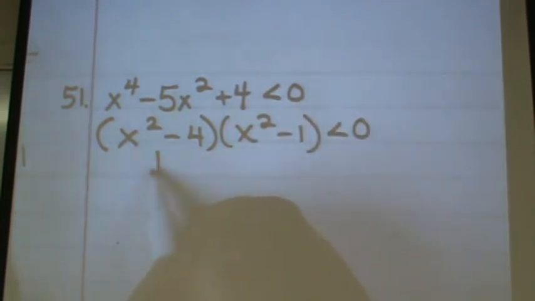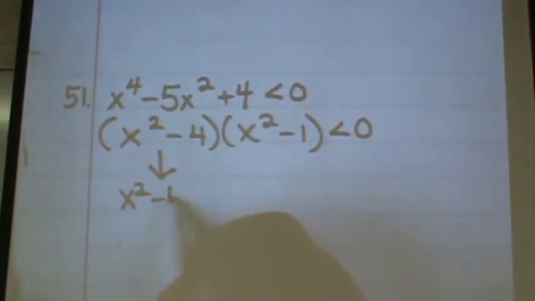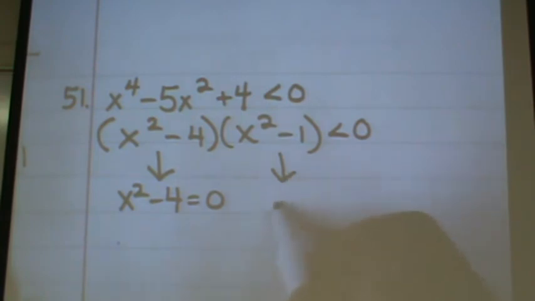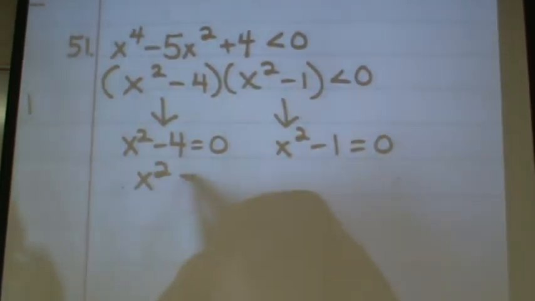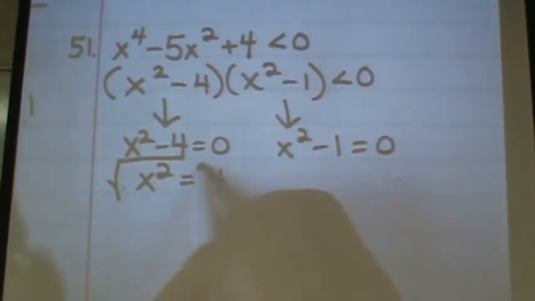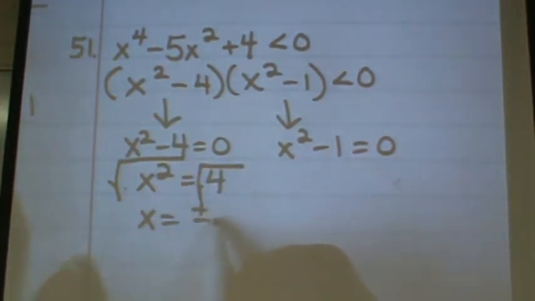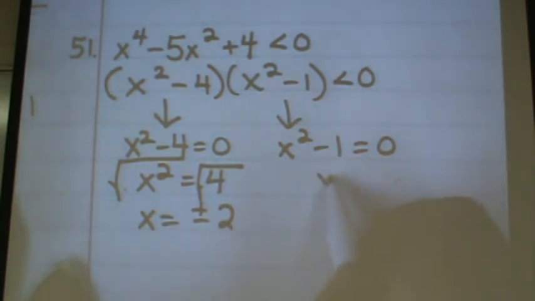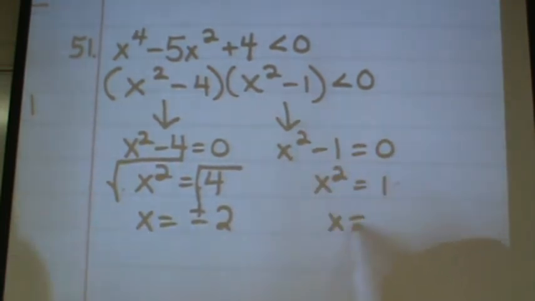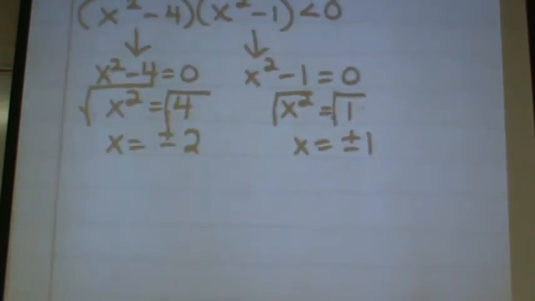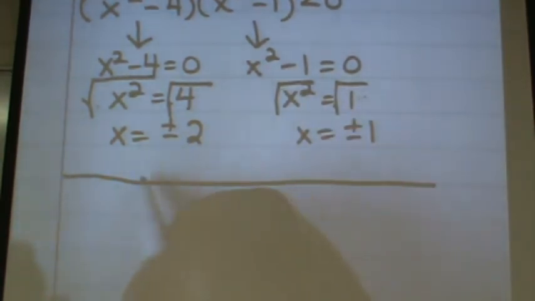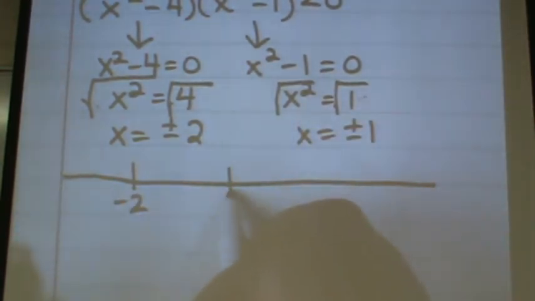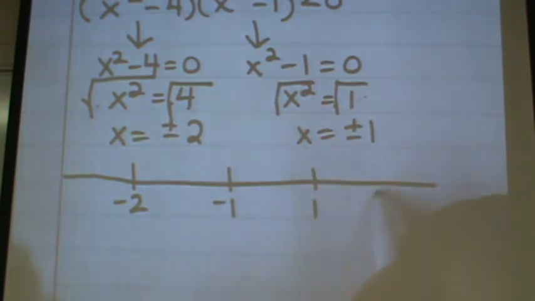So now we're going to find our two zeros here. x squared minus 4 equals 0, and x squared minus 1 equals 0. These are easy. Add 4 and root both sides. So you're going to get plus or minus 2, and over here x squared equals 1, x is equal to plus or minus 1. So we have 4 zeros.